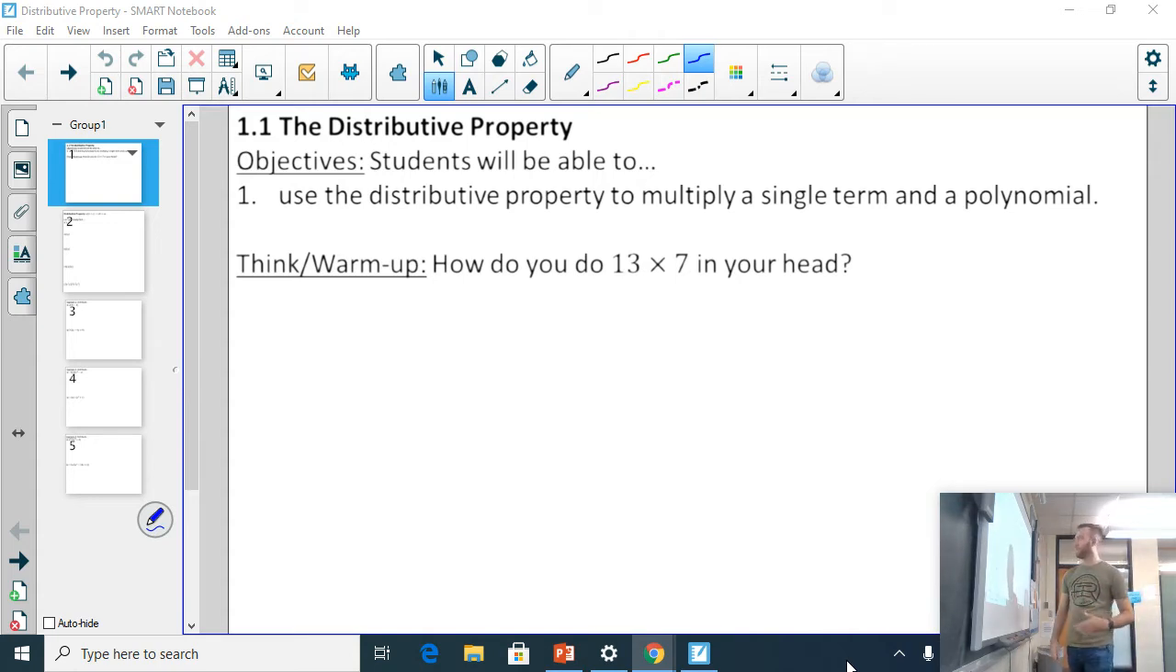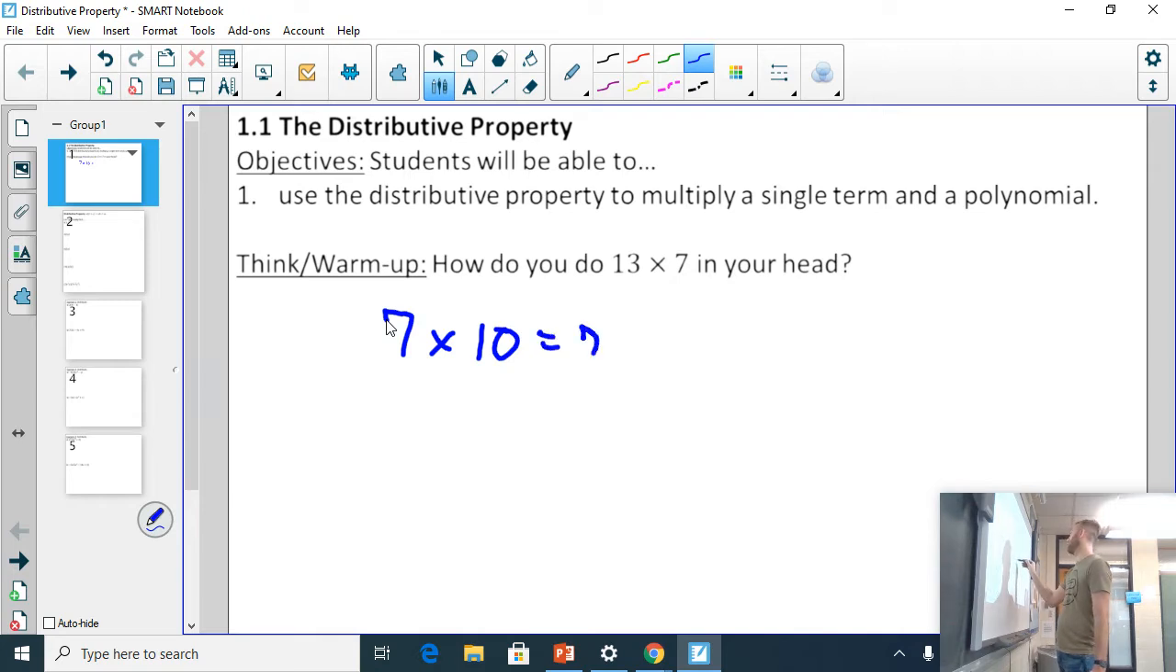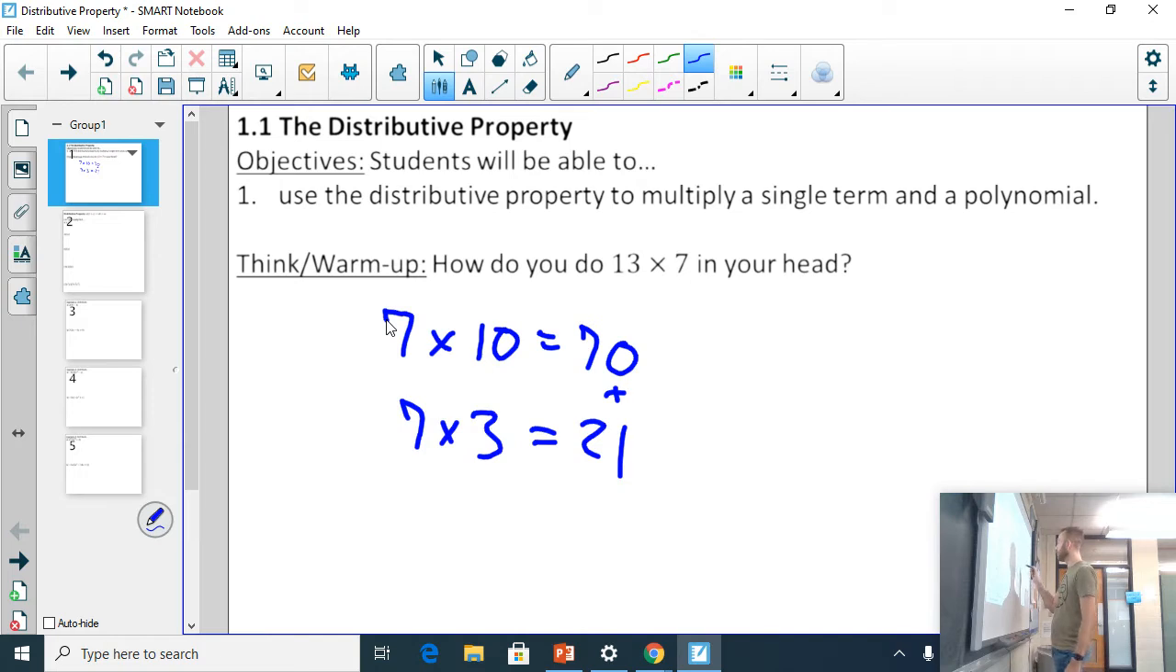And just for a thinker or warm up, I have how do you do 13 times 7 in your head? Now, my guess is that most of you don't just know 13 times 7 off the top of your head, but you might be able to get it fairly fast. I think most of us would do 7 first, and then we would multiply it by 10, and then we'd get, oh, well, that's 70. And then we would do 7 times 3, oh, that's 21. And then you would add these together and you would get that to be 91.